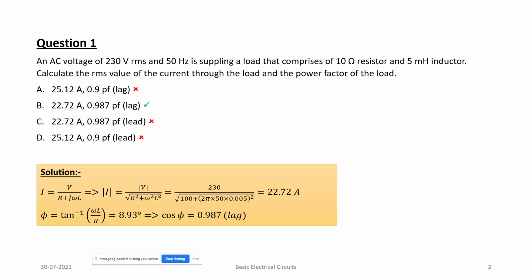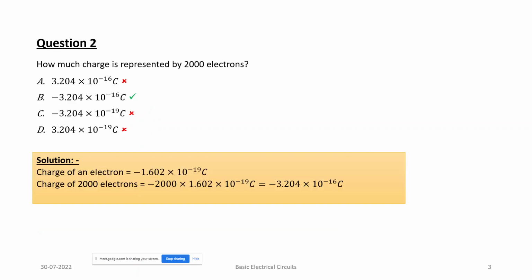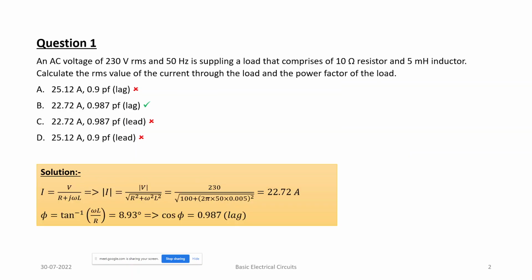Anyone? No, sir. No doubt. Okay. Any doubt? No, sir. Okay. Question 2. How much charge is represented by 2000 electrons? I've written it. So what's the charge of an electron?